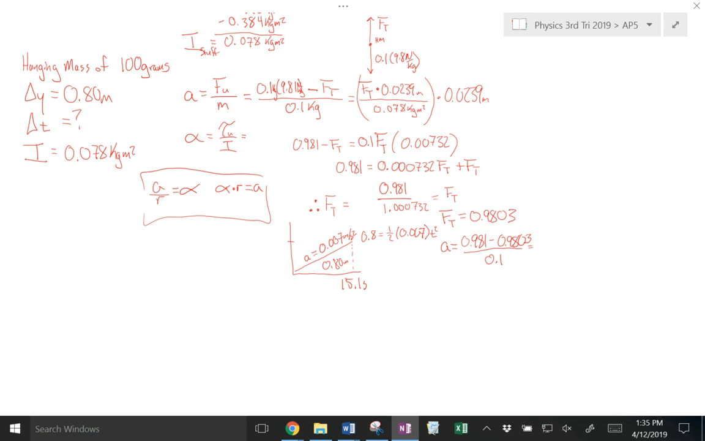But when I go back in, I get a tension of 0.9803, which is significantly different than 0.980, given that the gravitational force is 0.981. So I find the difference between those two things divided by the mass. I get an acceleration of 0.007, and that gives me a time of about 15 seconds. Now I want to take a look at a completely different way of getting at this, which would be conservation of energy, and that's what those lads down there did the first time around.